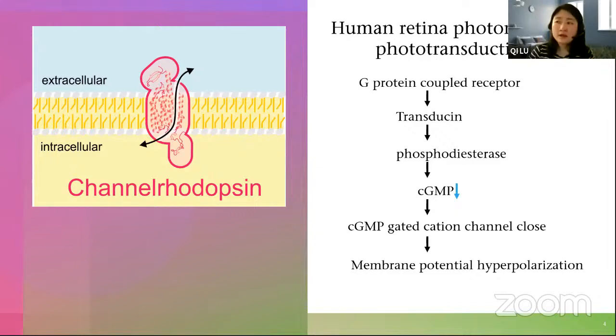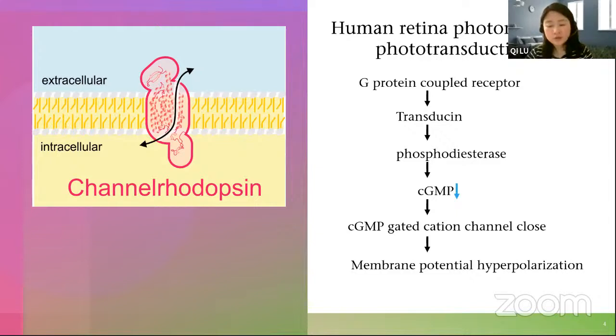However, in green algae, the membrane potential change can be done by a single protein called channelrhodopsin. Channelrhodopsin is just the same as rhodopsin in that it has 7 transmembrane alpha helices, and there's an all-trans retinal that sits in the center of this 7 transmembrane domain.